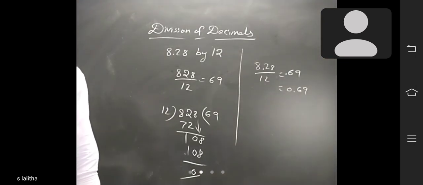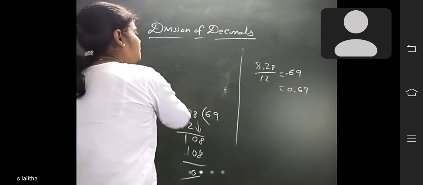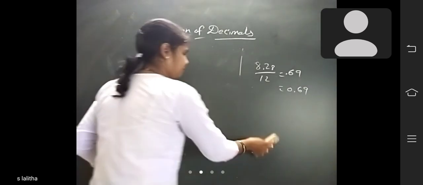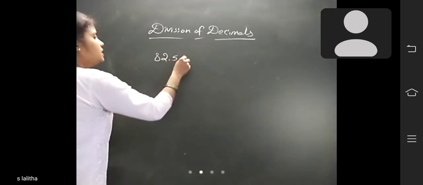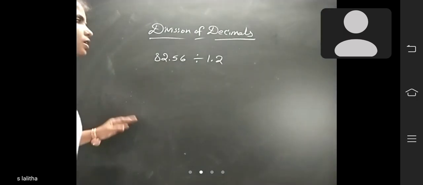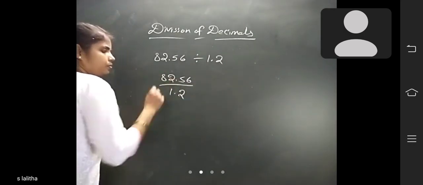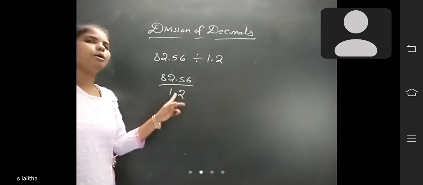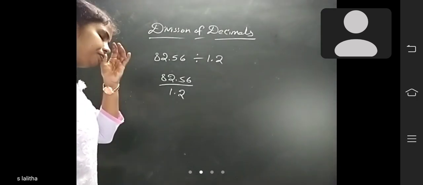Next, division of decimal by a decimal. Division of decimal by decimal. See one example. 82.56 divided by 1.2. How can you write this one? 82.56 divided by 1.2. So here the numerator and denominator both have a decimal point. Okay, then how can you do?